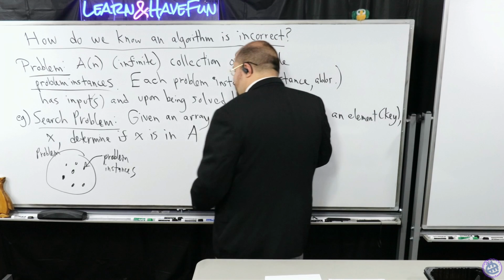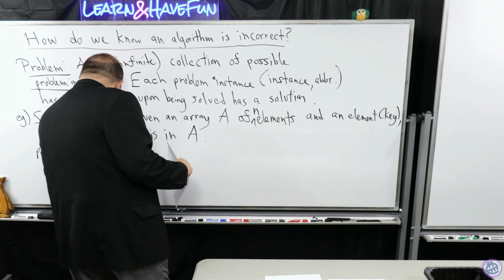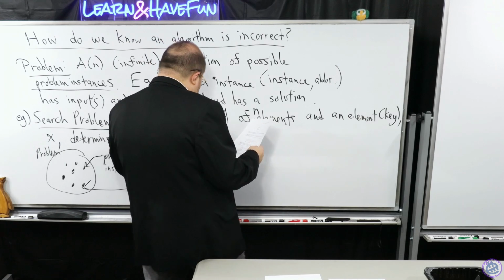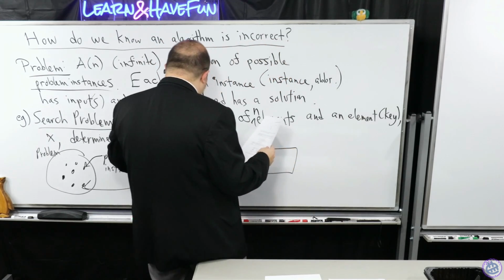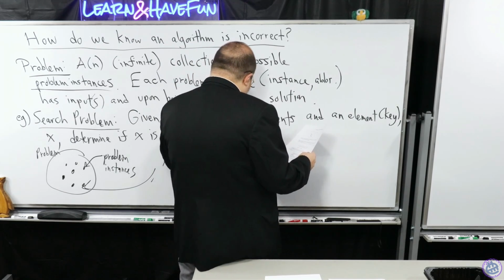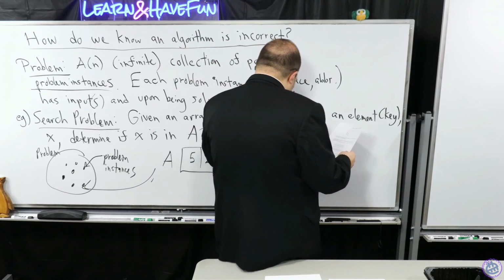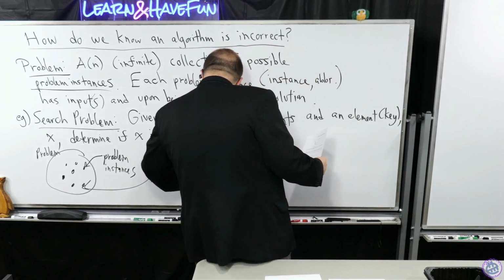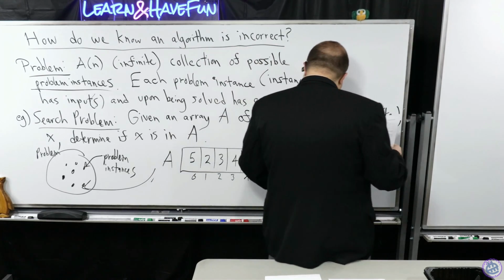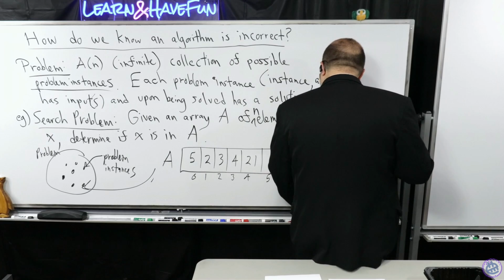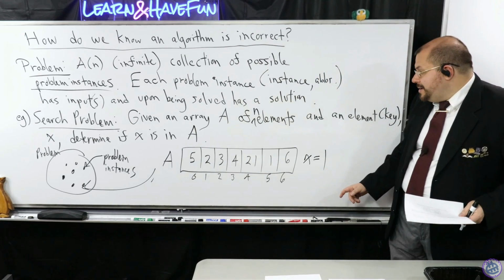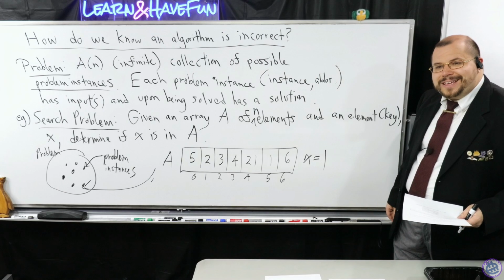Just as an example of what one of these dots might look like, it could be this array. Imagine my array A looks like this: 5, 2, 3, 4, 21, 1, and 6. I'm just going to put my positions down. And suppose the key is 1. So this is an array of length 7, and the key is 1.